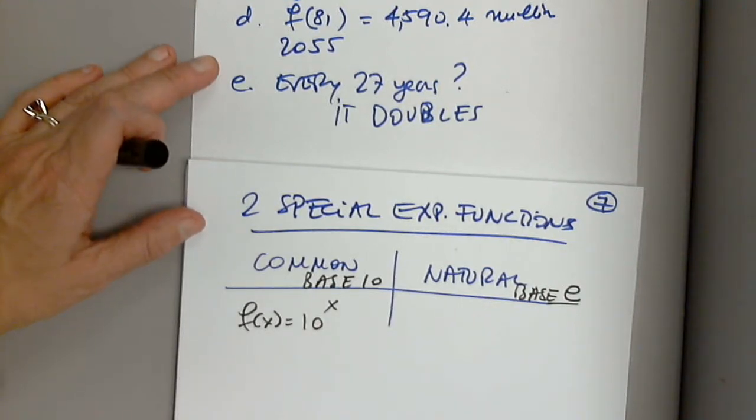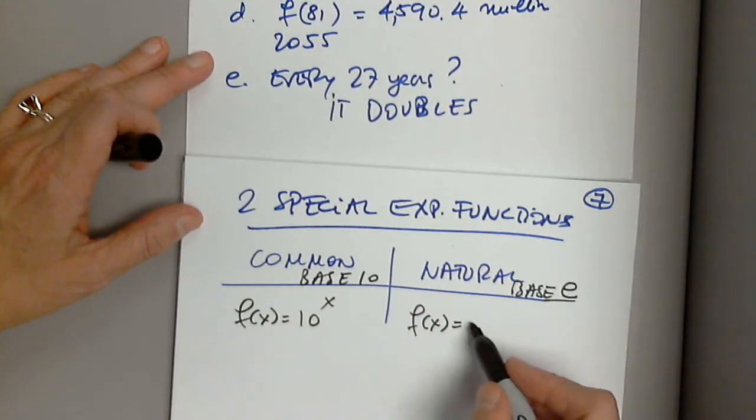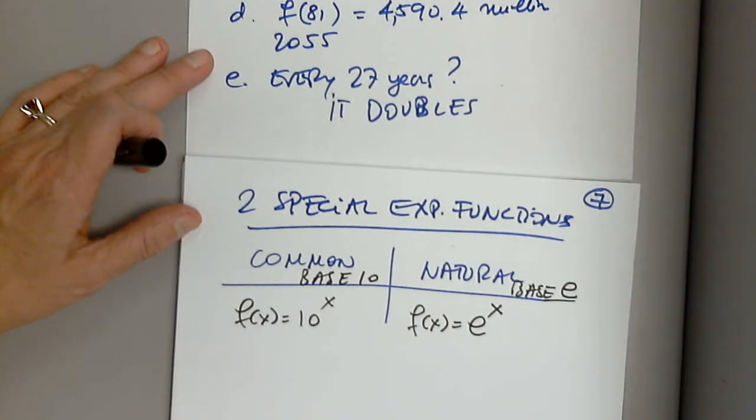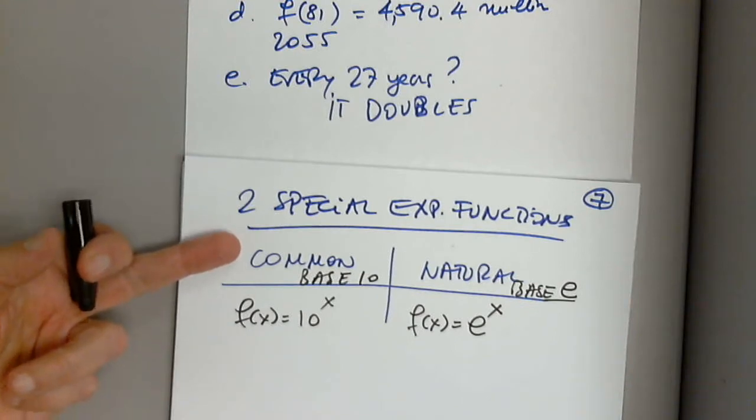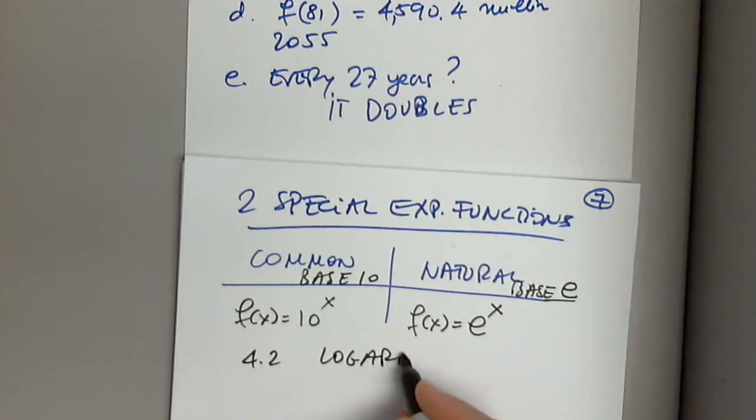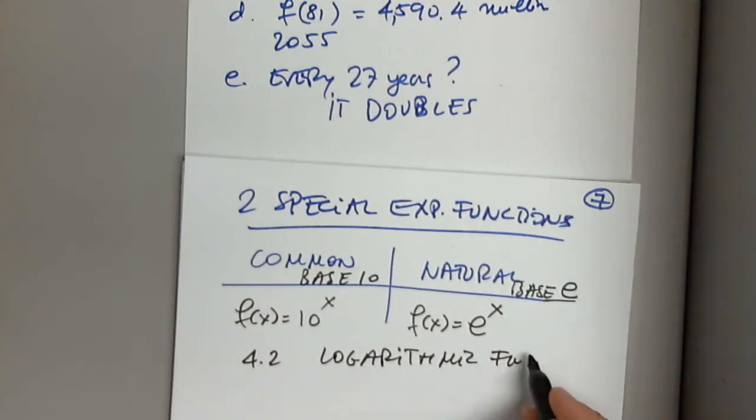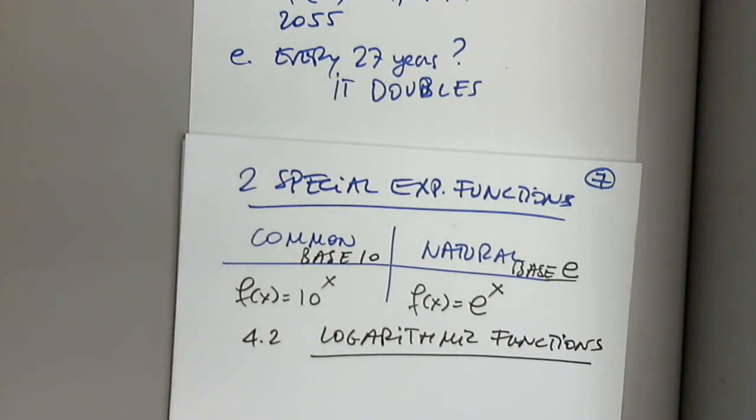That's it. Awesome. Now this one has a special notation because it's e, right? E to the x. So the natural exponential function is e to the x. The common exponential function is 10 to the x. And now we can look at logarithmic functions. And yes, in case you're wondering, there will be a special function called common log with base 10. There will be a special function called natural log with base e. In a minute, we'll list them.